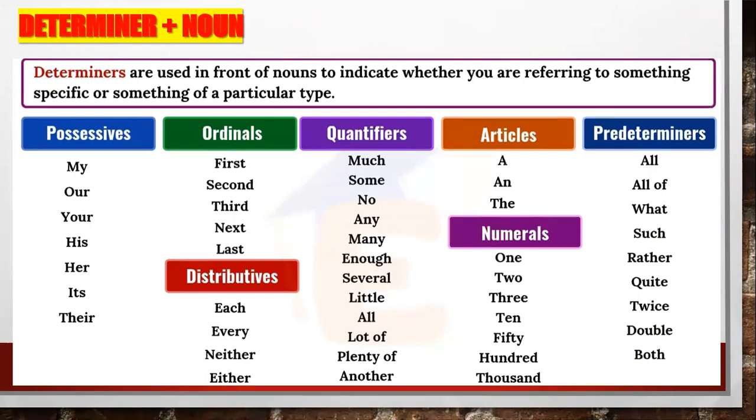They refer to quantity. Articles, we know the definite and indefinite articles, no? And numerals: 1, 2, 3, 10, 50, 100, 1,000. And predeterminers, sometimes called pre-articles, yeah? All of, what, such, rather, quite, twice, double, both. So notice here the different determiners that we could use in order to modify. Remember, they are modifiers of the noun.